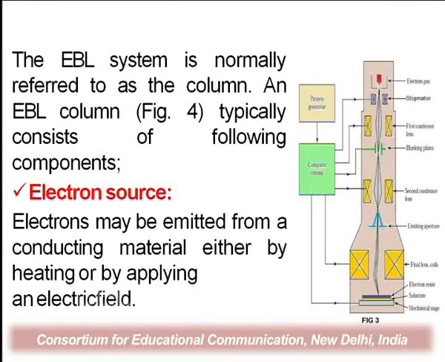Here we see in the right side diagram that the electron beam system is normally referred to as the column, as shown in the figure, and typically consists of the following components. Number 1 is the electron source. What electron source do we use? We use the electron beam. Electrons may be emitted from a conducting material either by heating or by applying an electric field. As we see in the diagram, at the topmost we have the electron source, and the electron source may work by using heating or by applying an electric field.